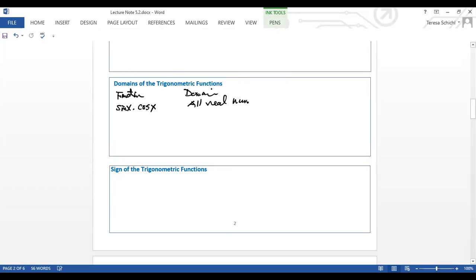All real numbers. There's no restriction. Then the next ones here, we say tangent x and secant x. If you go back, we say x cannot be equal to 0, right? So now we know the domain here is all the real numbers except pi over 2 plus n pi, for any integer.